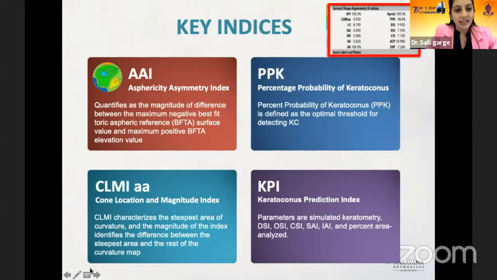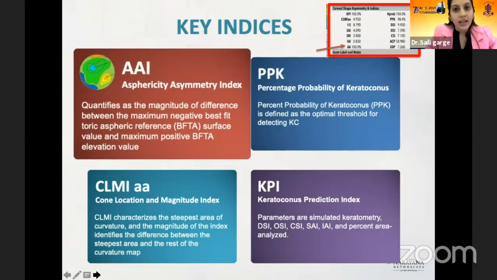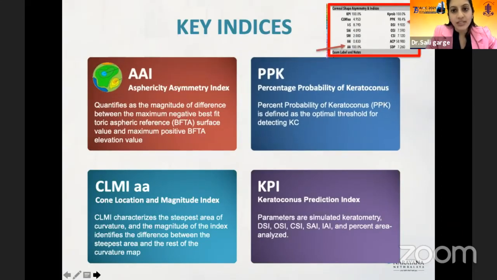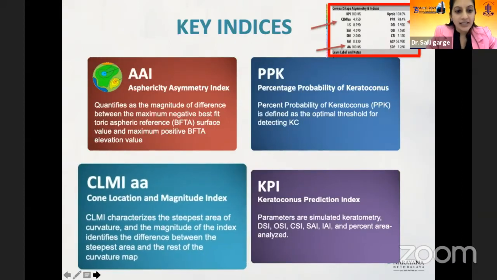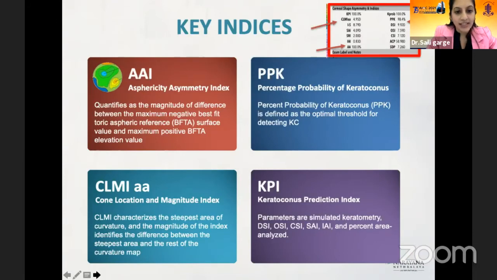The key indices are the asphericity asymmetric index, which quantifies the magnitude of difference between the maximum negative best fit toric aspheric reference surface value and maximum positive best fit toric aspheric reference elevation value. The percentage probability of keratoconus is defined as the optimal threshold for detecting keratoconus. The CLMI index, which is the cone location and magnitude index, characterizes the steepest area of the curvature, and the magnitude of the index identifies the difference between the steepest area and the rest of the curvature maps.